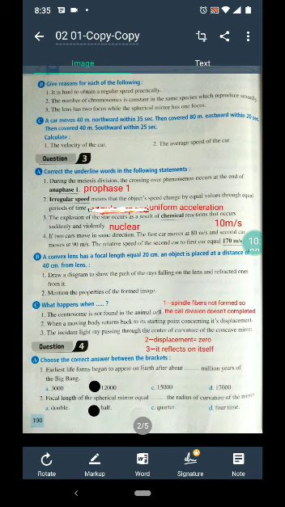Question number 4: choose the correct answer from between the brackets. Number 1: the earliest life forms began to appear on the earth after about 12,000 million years of the Big Bang. Number 2: the focal length of a spherical mirror equals the radius of curvature of the mirror, so it is half of the radius of curvature of the mirror.